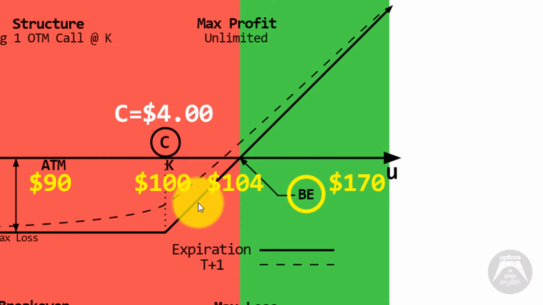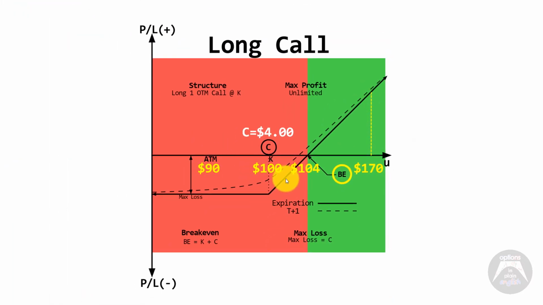Well, your price is going to be basically here. So that's what this line is showing you. If you go to the solid line, if you go to the dashed line, so if it gets to 170 before expiration, then it's probably going to be higher because the dashed line is a little bit higher than the solid line. So what's going to happen at expiration?